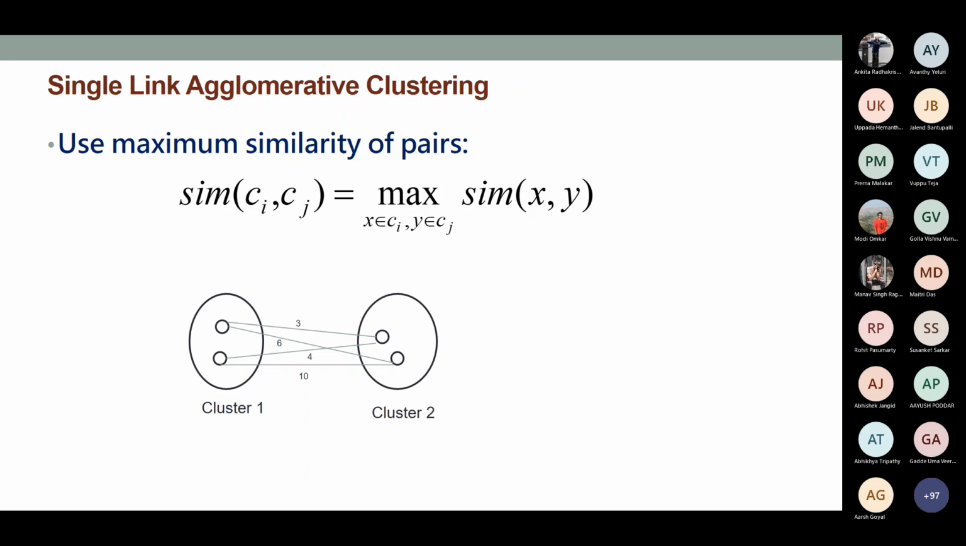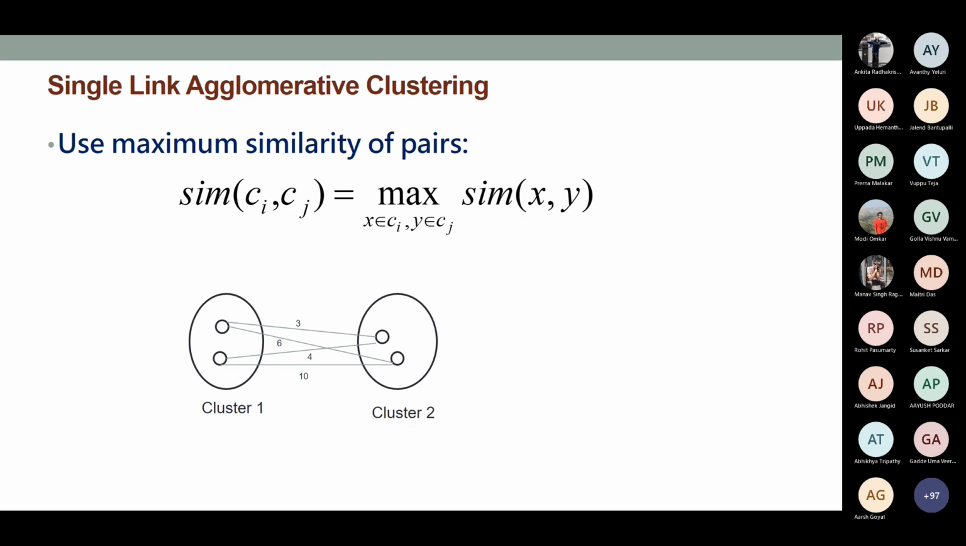Say my cluster 1, or group 1, contains 2 points, as I have shown here. My group 2 contains 2 points here, and so on, and the numbers indicate similarity. Higher is better. Now my question is, what would be the similarity between cluster 1 and cluster 2? I need to compute a single final value for the similarity between two clusters.